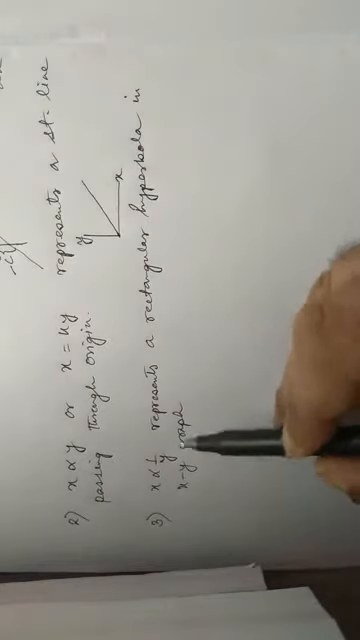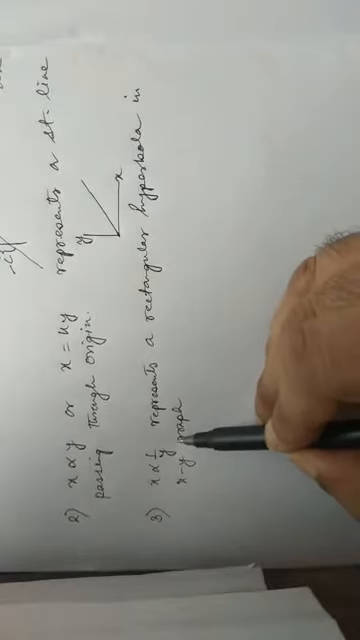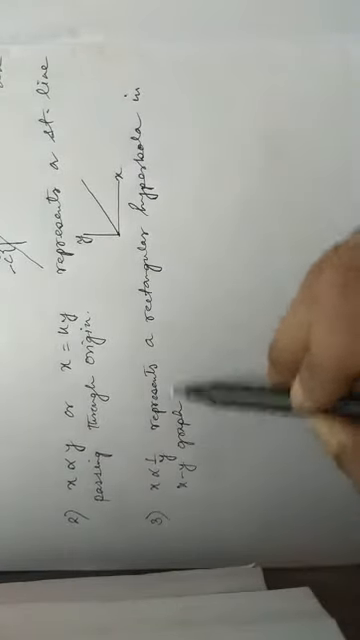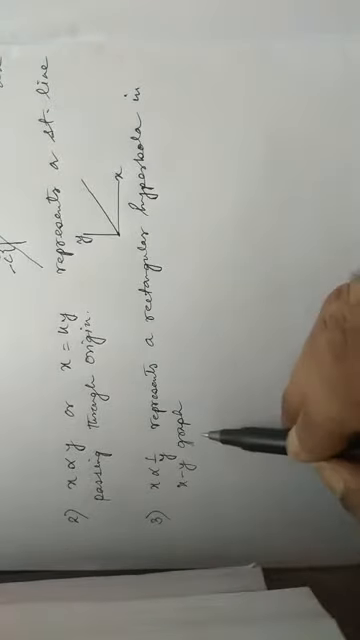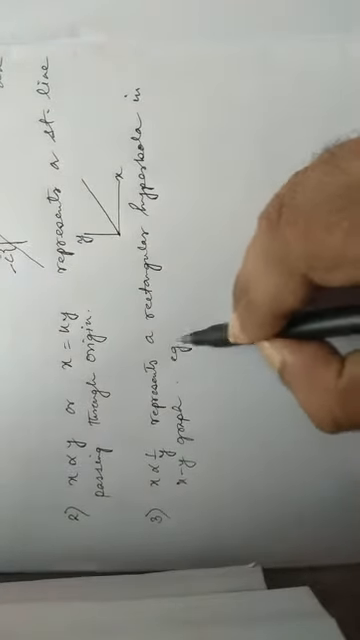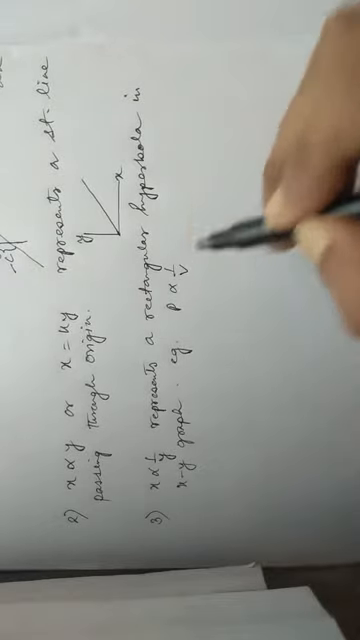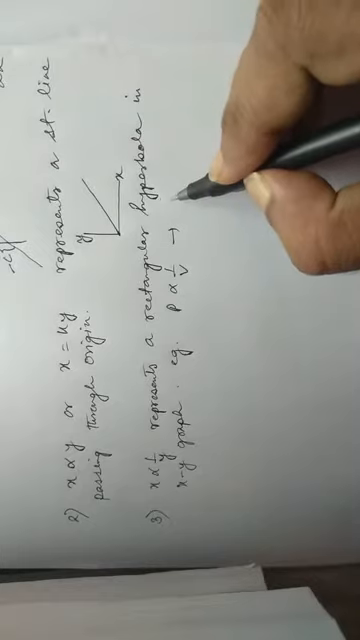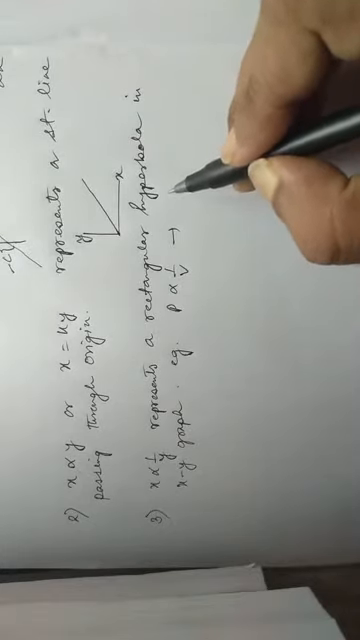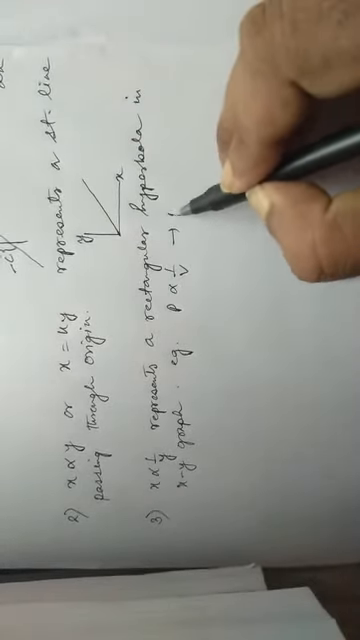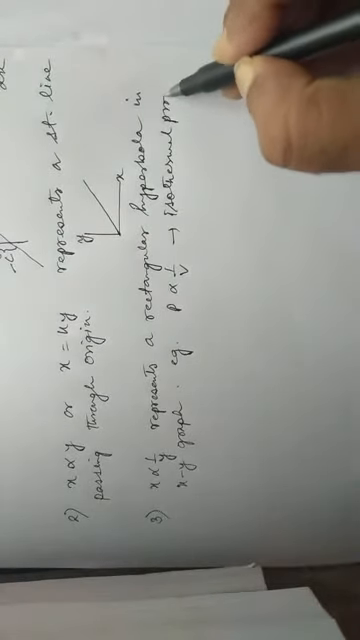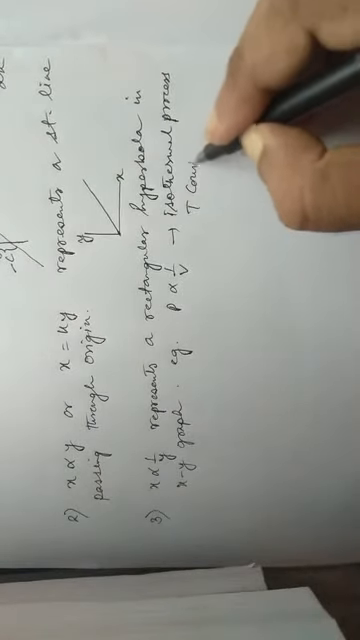Now the third point, x proportional to 1 by y, or rather we call it inversely proportional. x inversely proportional to y represents a rectangular hyperbola in the xy graph. For example, p proportional to 1 by v, or rather v proportional to 1 by p. This is a graph from Boyle's law, also known as the isothermal process. We will be studying this isothermal process in thermodynamics in class 11. Here T is a constant.